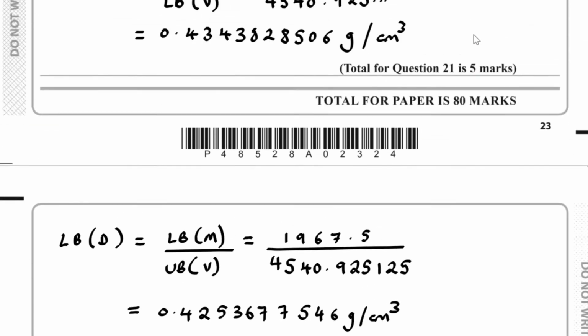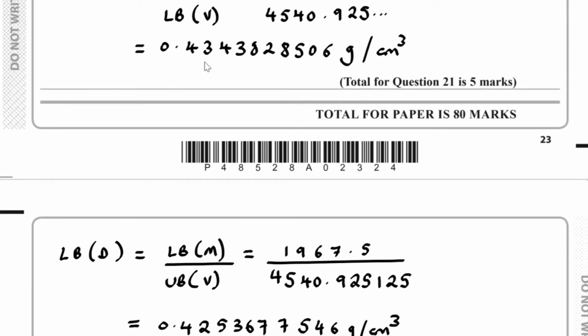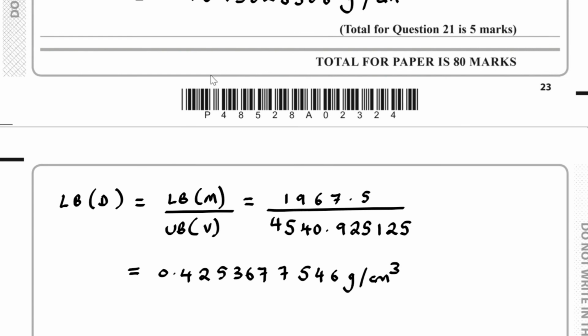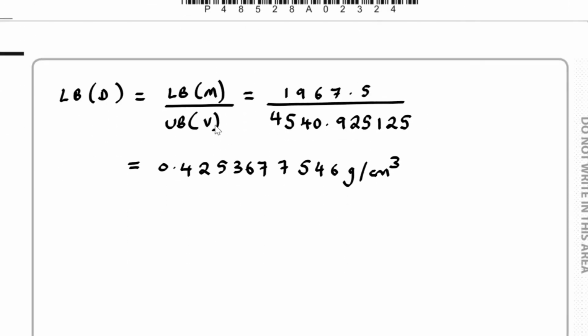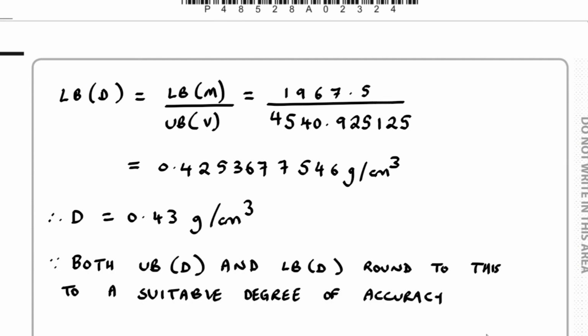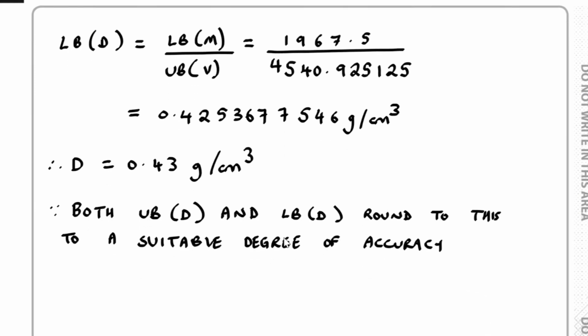And so if I look at the upper bound and the lower bound, we can see that they both round to 0.43 grams per centimeter cubed. So therefore the density is equal to 0.43 grams per centimeters cubed to a suitable degree of accuracy. And the reason for this is because both the upper bound and the lower bound of the density round to this to a suitable degree of accuracy.